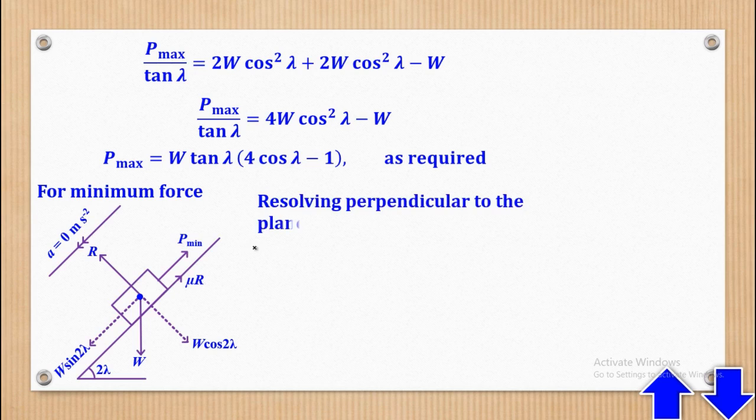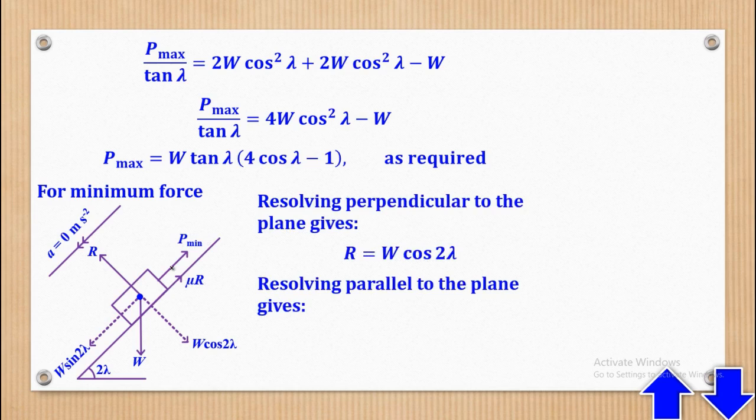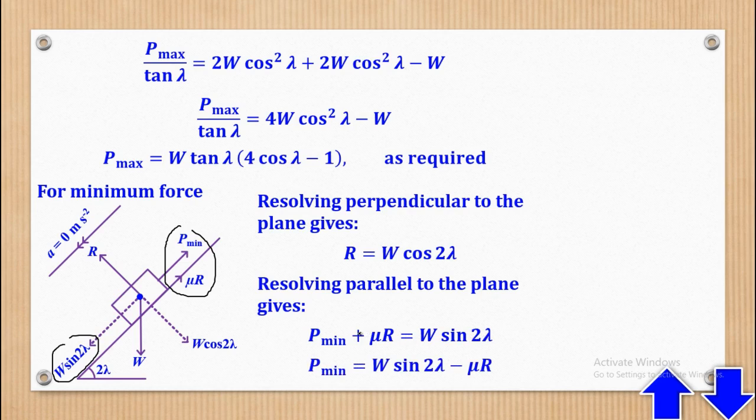So with that we can now resolve perpendicular to the plane. We shall come up with R equal to W cos lambda. What about parallel to the plane? Parallel to the plane, we shall come up with this being equal to this plus that. So you come and say that P min plus mu R is equal to W sine lambda. So when I make P minimum the subject, this will go this side to come up with this.